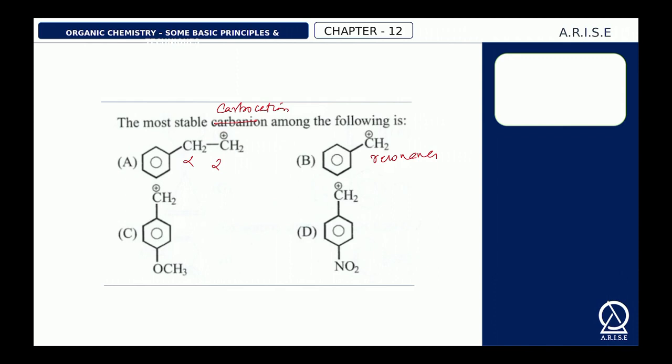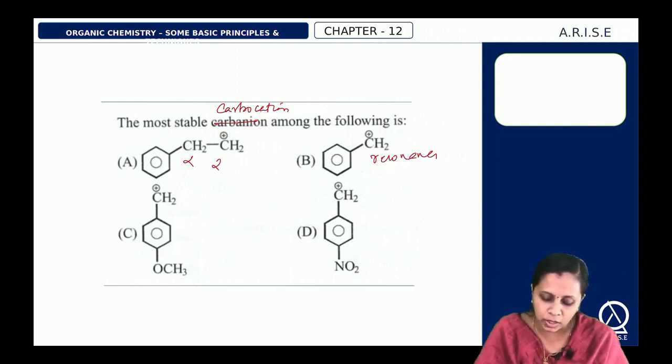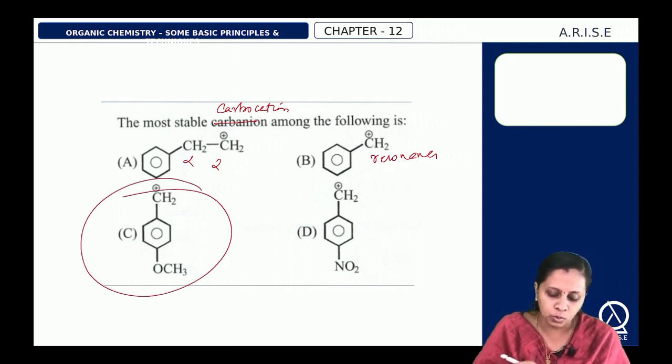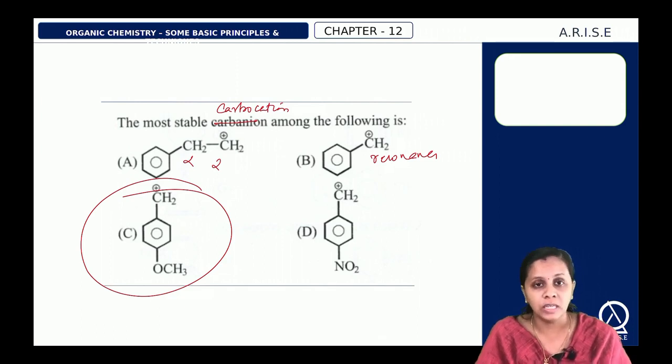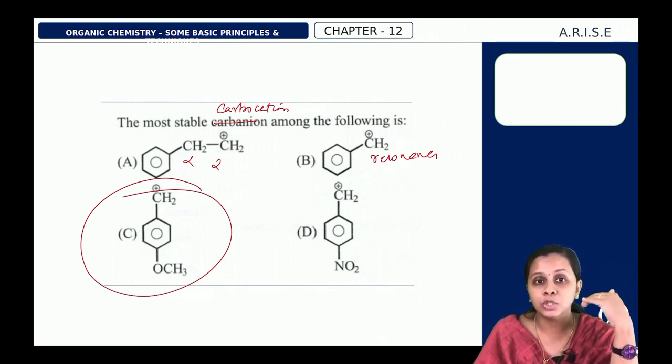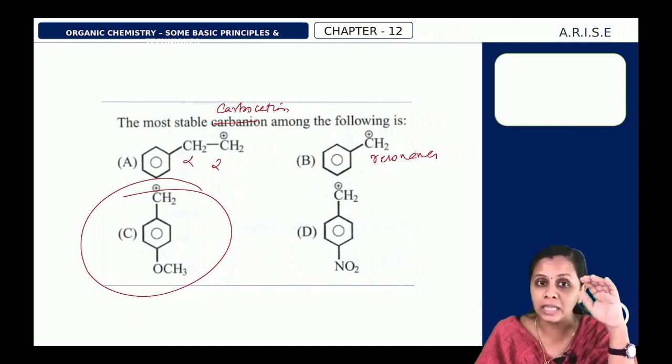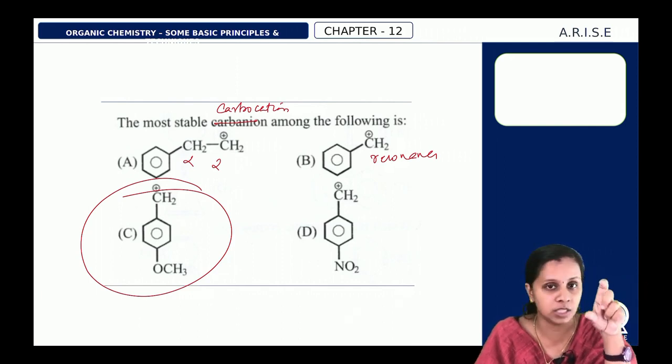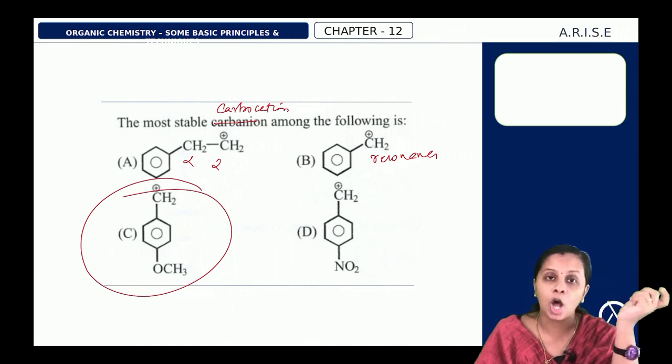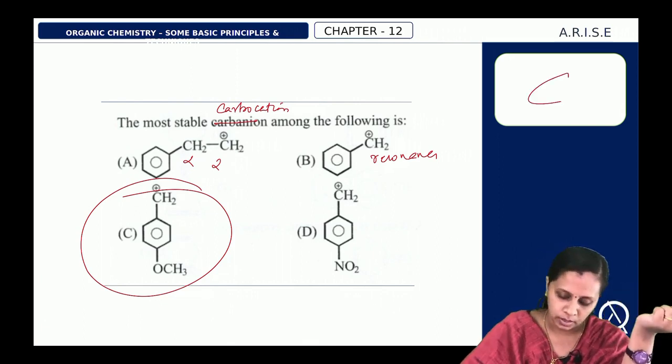Here you have an activating group in addition to resonance, and here a deactivating group in addition to resonance. So which is the most stable one? Option C will be the most stable one. Why option C? It has resonance stabilization. In addition, there is an electron donating group which increases the electron density, thereby reducing the magnitude of positive charge. So option C is the most stable.